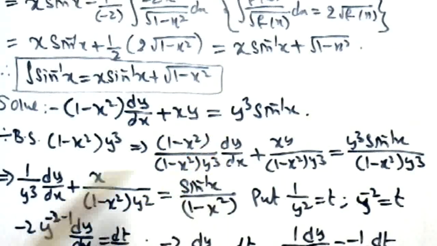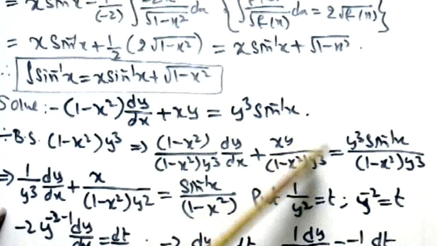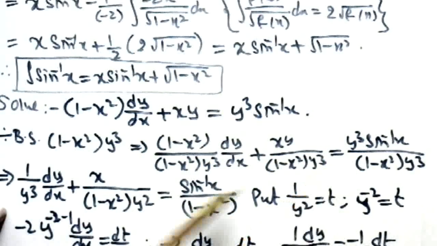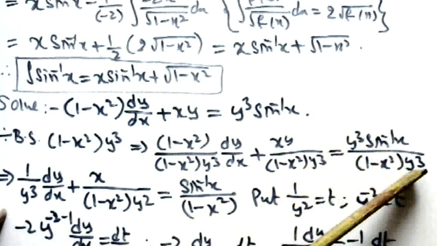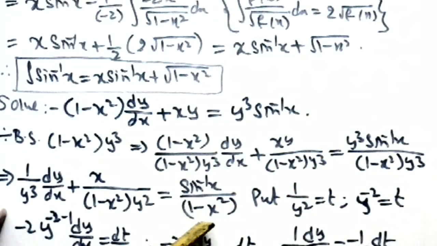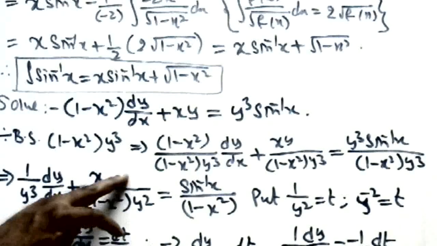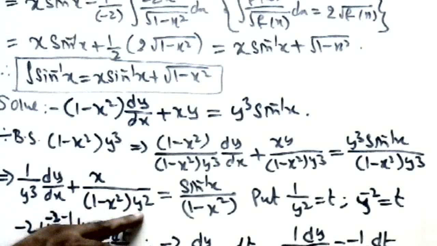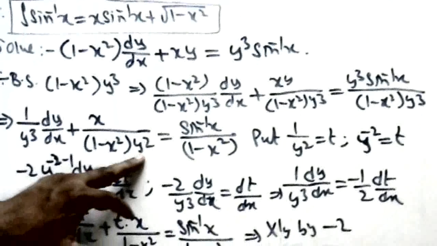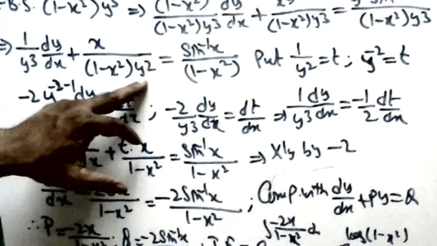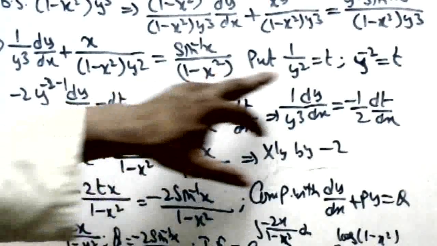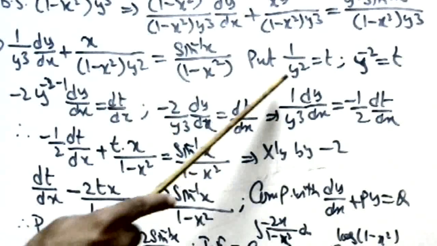Now this gets cancelled with this one. What is left here? 1 by y cube. Here y and y cube will get cancelled and you are left with 1 by y square. Here y cube gets cancelled, and you are left with sine inverse x by 1 minus x square. Now compare this. What is the method here? Whatever we have with y here, we suppose as t. We are having 1 by y square, so in Bernoulli's method we suppose this value as t.